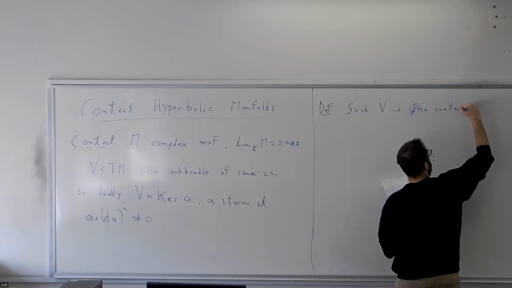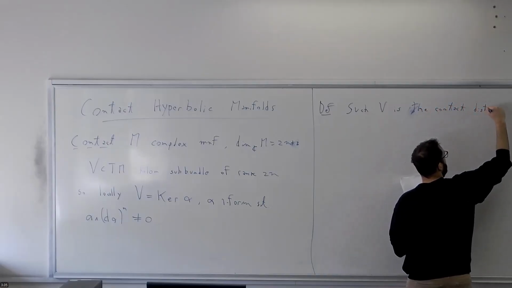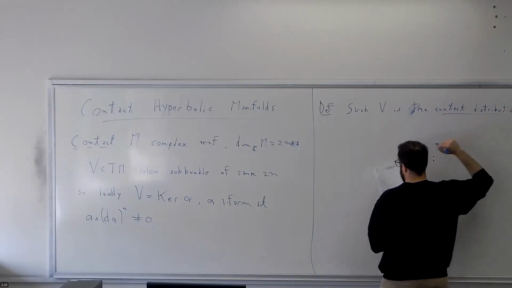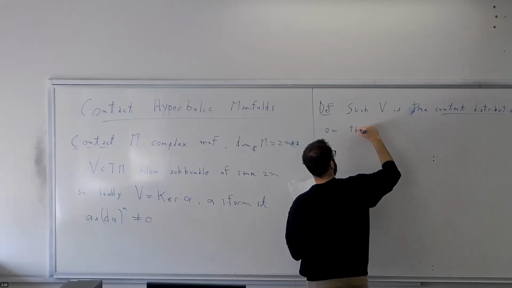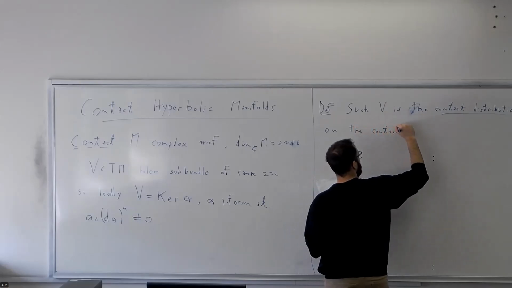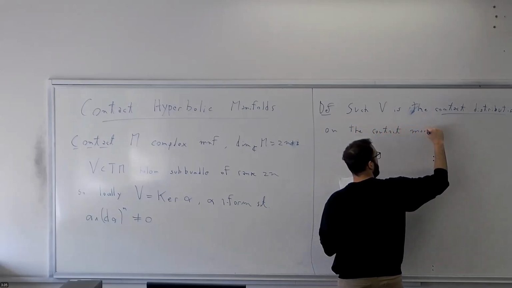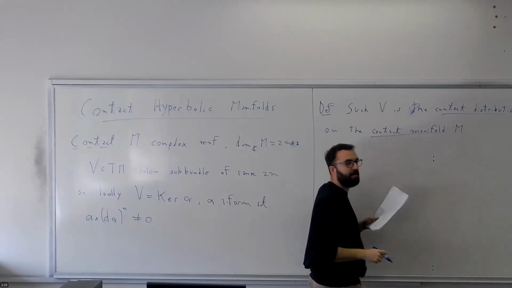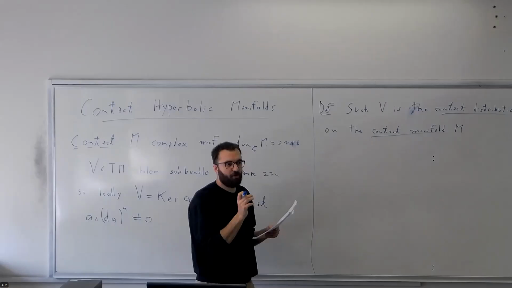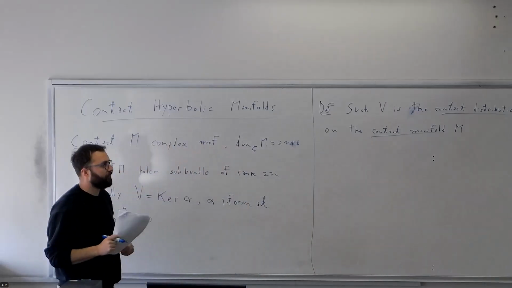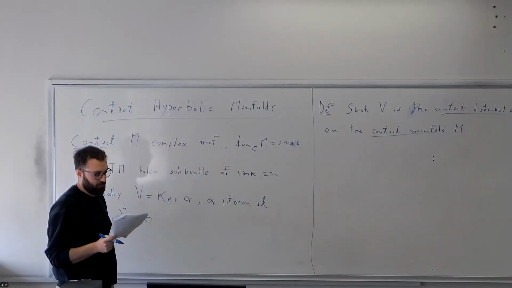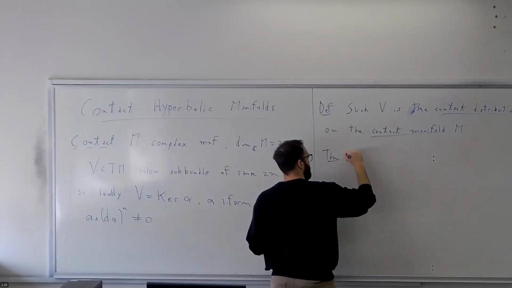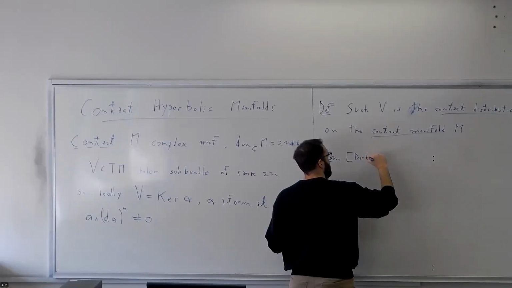The contact distribution on the contact manifold. So we call M equipped with V, in fact the pair M and V, what we call the contact manifold, and such a V we call the contact distribution. And maybe just to get an idea of what this is, let's look at this local picture.